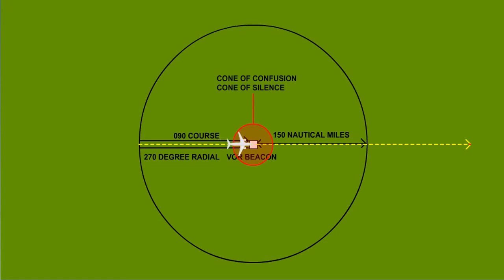As the aircraft enters the cone of confusion, an over-station sensor causes the autopilot to temporarily maintain the current heading, typically for 2 minutes, while the aircraft transits through the cone of confusion. The autopilot can now track the 090-degree outbound radial until it is required to change course.